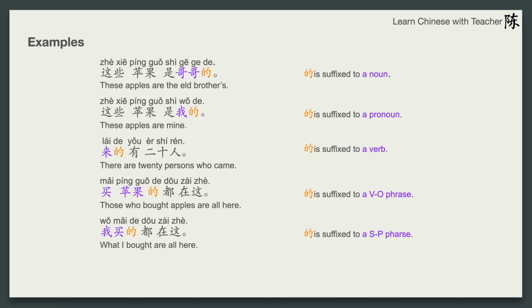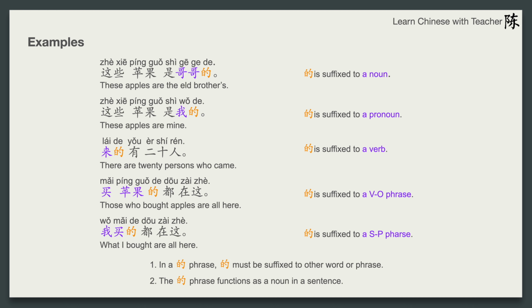So, 的 can be suffixed to a noun, to a pronoun, to a verb plus object phrase, and to a subject plus predicate phrase. There are another 2 points that you also need to know. First one, in the 的 phrase, the 的 must be suffixed to other words or phrases. Second, the 的 phrase functions as a noun in the sentence. The character 的 can also be suffixed after an adjective. The way we use the 的 in that way is different, and that will be covered in a separate video. Okay, that's all for this lesson.